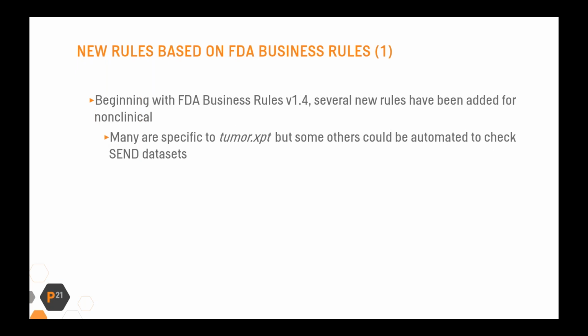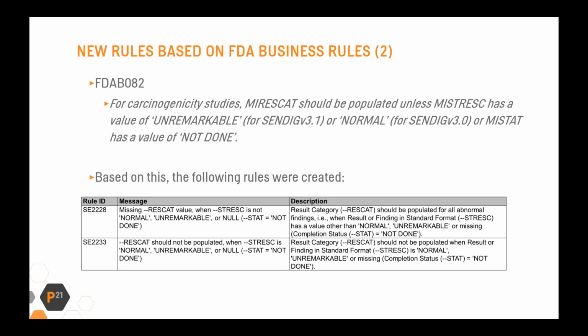So other new rules that we created were based on FDA business rules. Starting with version 1.4 of the FDA business rules, there were several new rules added for non-clinical. A lot of those had to do with tumor.xpt, but we did add some others that were checking SEND data sets. So the first one is FDA Business Rule 82.